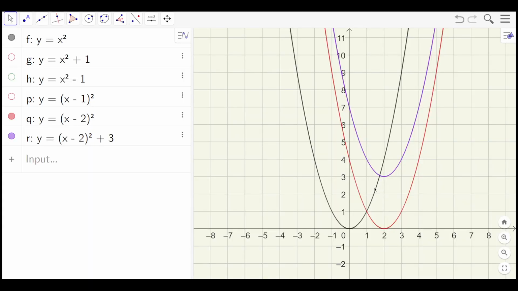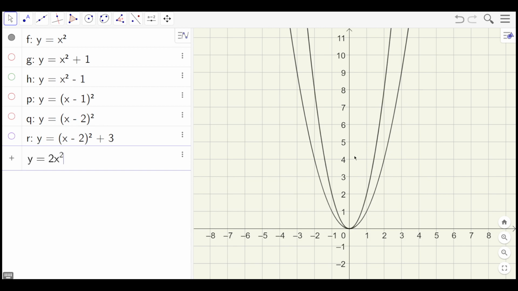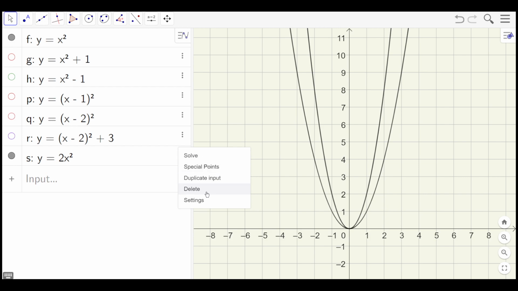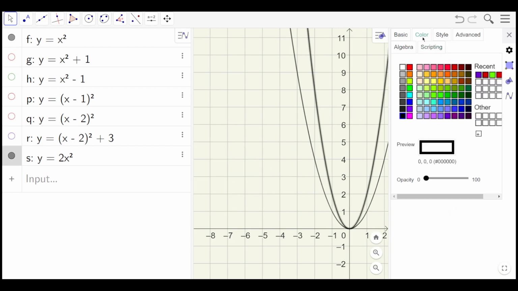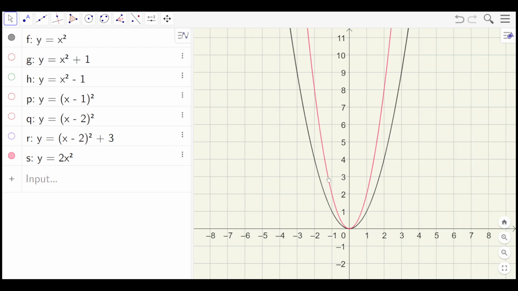So if I go back here, let me clean these two. This is the standard function. That function I want to write. So I would type y equals, first of all, let us check it very simple. 2x squared. I want you to feel this is becoming more narrow. Yes, this is becoming more narrow. Let me change the color. So here, this red one is 2 times the black one.